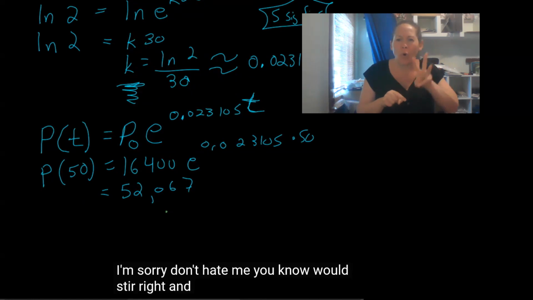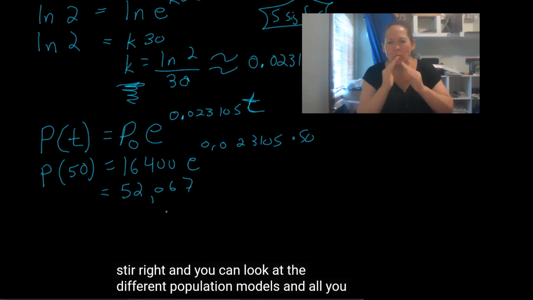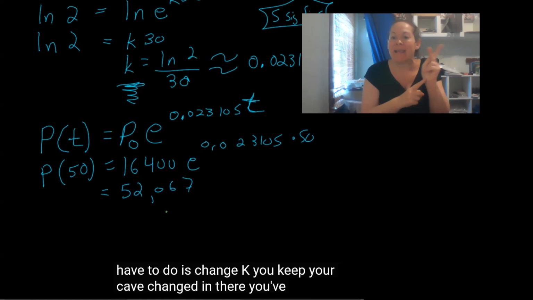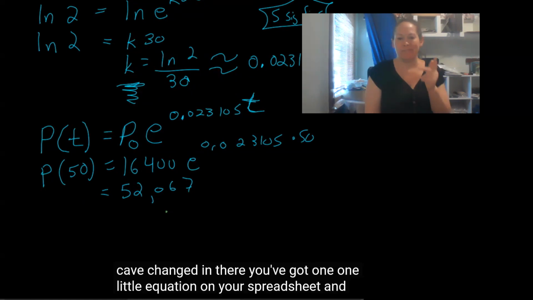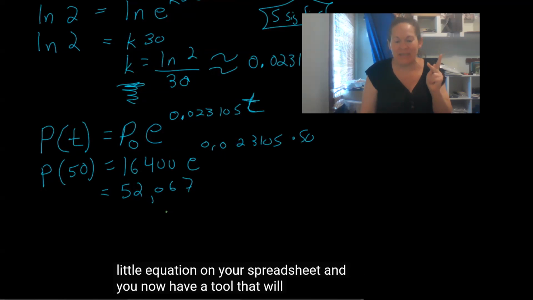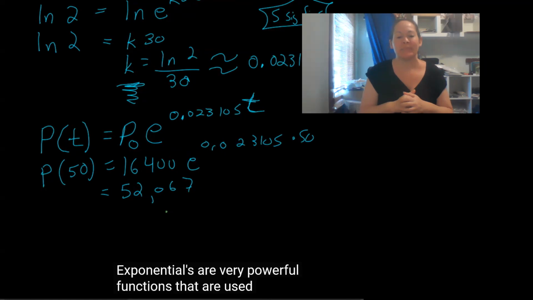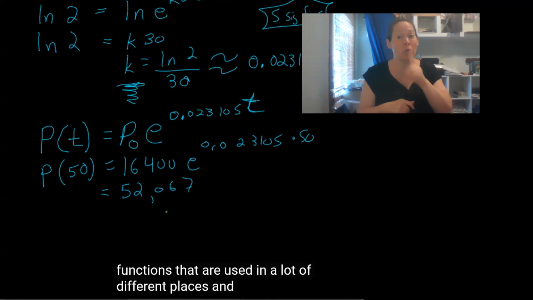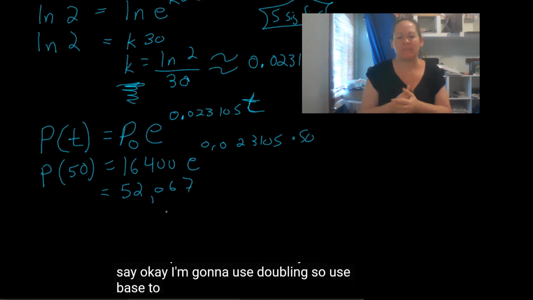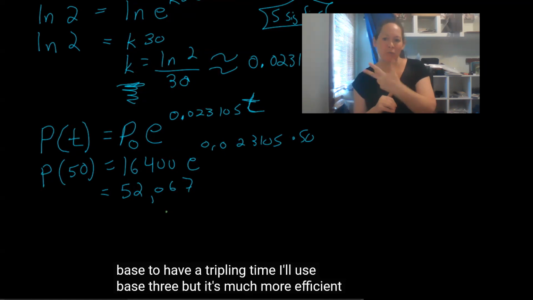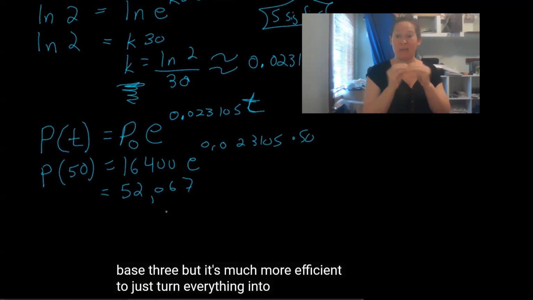Worcester, right? And you can look at the different population models and all you have to do is change k. You keep your k changed in there, you've got one little equation on your spreadsheet, and you now have a tool that will take care of whatever you're modeling. Exponentials are very powerful functions. They're used in a lot of different places, and it's easy to say, okay, I'm going to use doubling, so I'll use base 2. I have a tripling time, I'll use base 3. But it's much more efficient to just turn everything into base e.